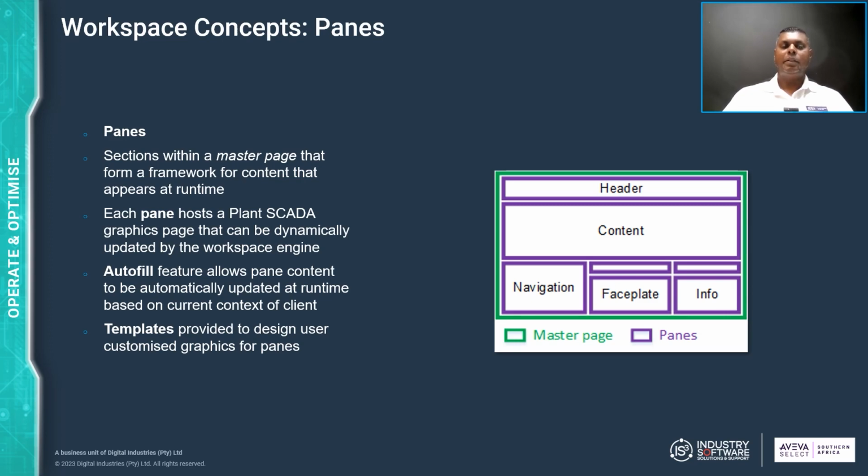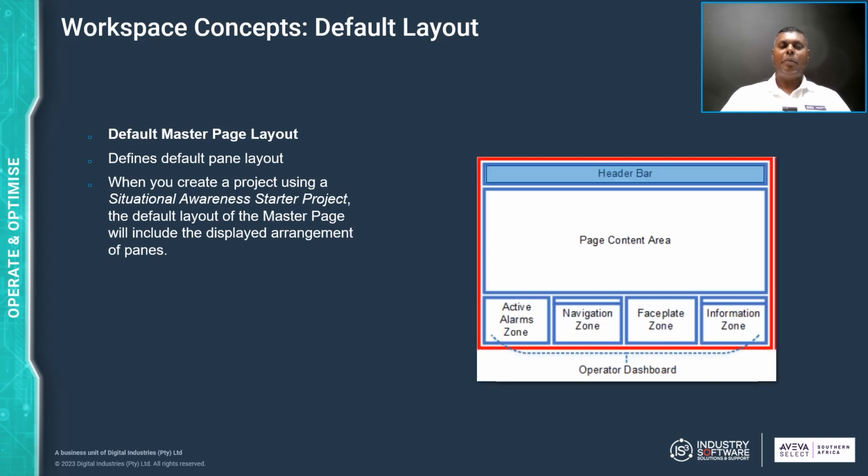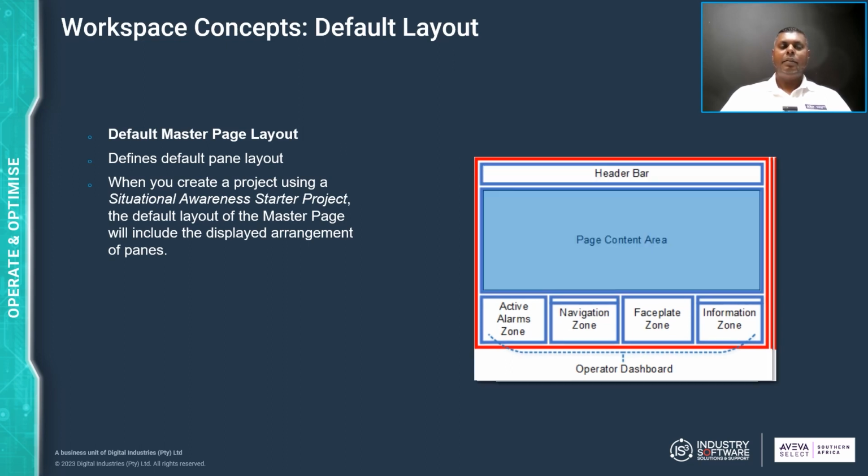Workspace concepts, default layout. When you create a project using the situation awareness startup project, the default workspace will include the following arrangement of panes. The header bar includes a set of commands that an operator may require regular access to during runtime. The page content area displays the pages you create to represent your plant or production facility. An operator dashboard also appears along the bottom of the interface. It includes the active alarm zone, which is available on the 4K resolution only, navigation zone, faceplate zone, information zone.